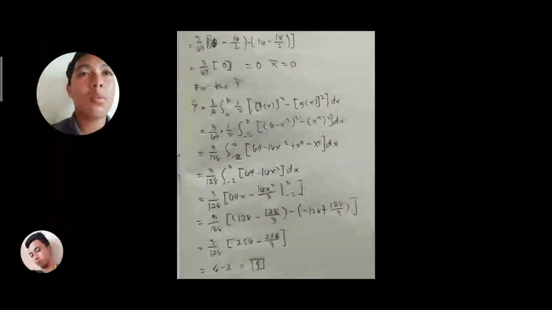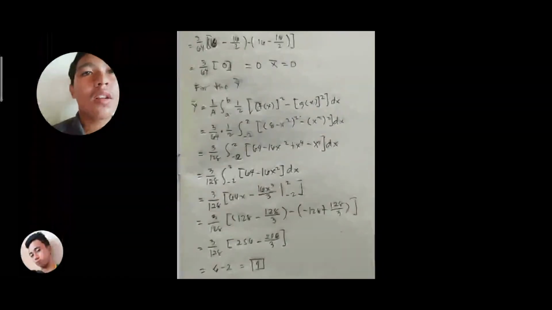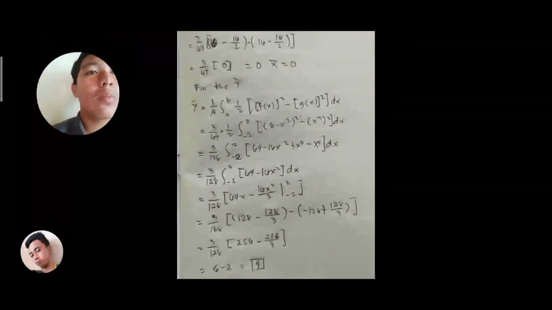And for the y bar, we will solve it. This is the formula: 1 over A times the integral from a to b of 1/2 times the first function, the top function, minus the second function, or the bottom function. 3 over 64 times 1/2 integral from -2 to 2 of the top function minus the bottom function. 3 over 128 integral from -2 to 2 of 64 minus 16x squared plus x to the fourth minus x to the fourth dx.